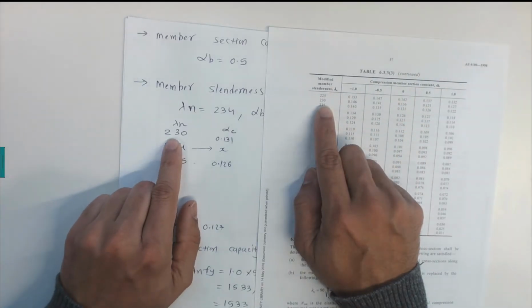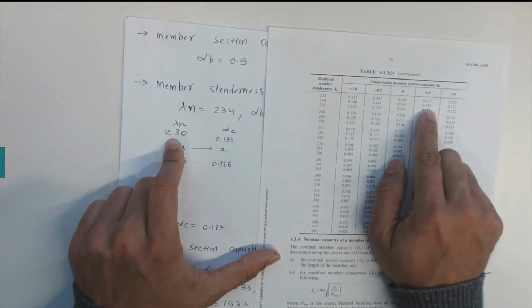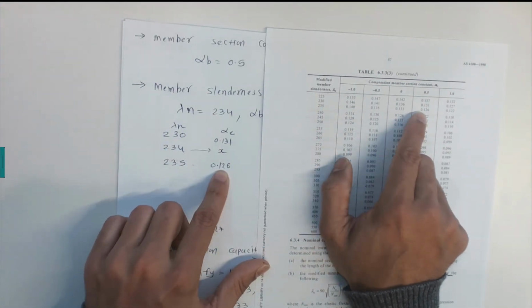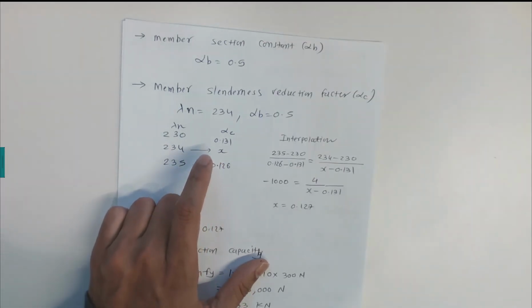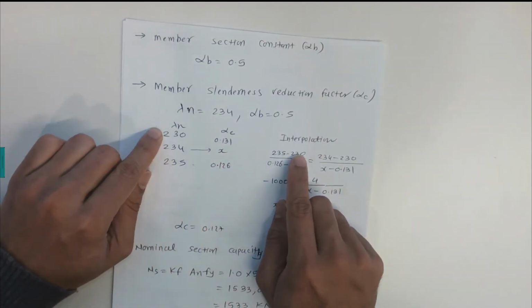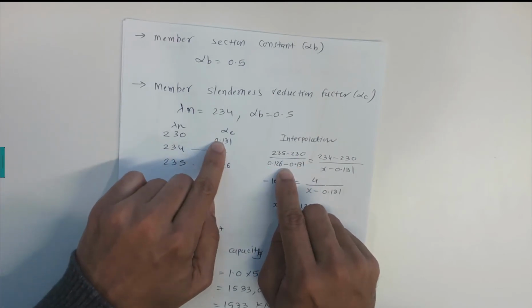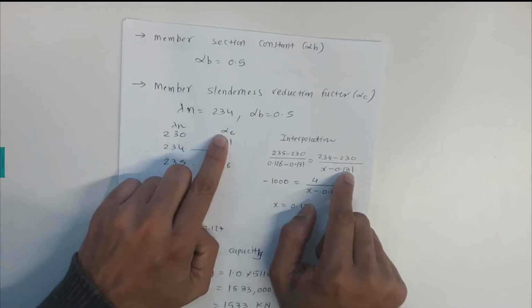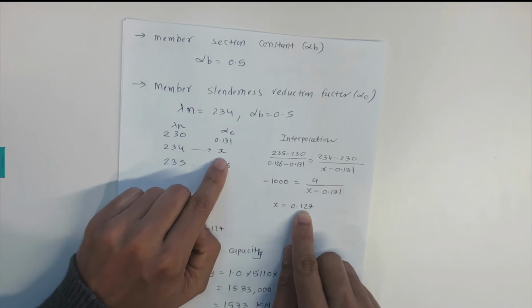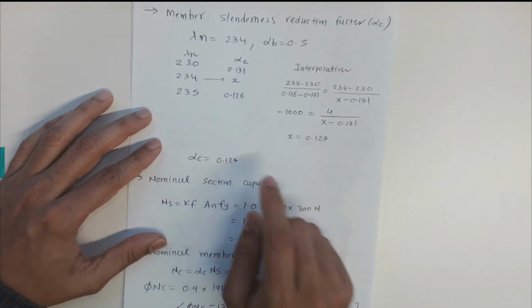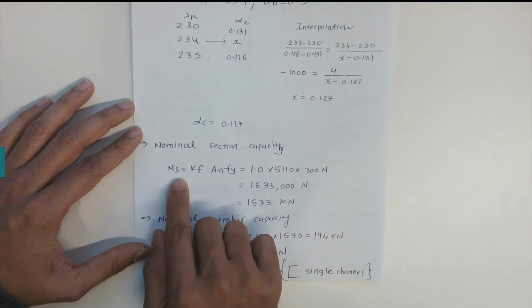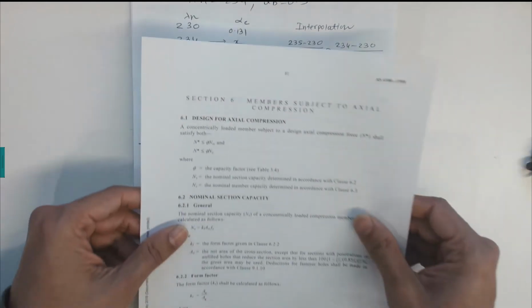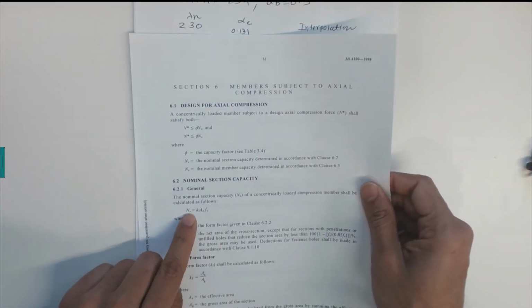So 230 has 0.131, 234 we need to find, that I put x, and 235 we have 0.126. So we need to do the interpolation. Interpolation is 235 take away 230 over 0.126 take away 0.131 equal to 234 take away 230 over x take away 0.131. Simplification gives the value for lambda n 234: 0.127.